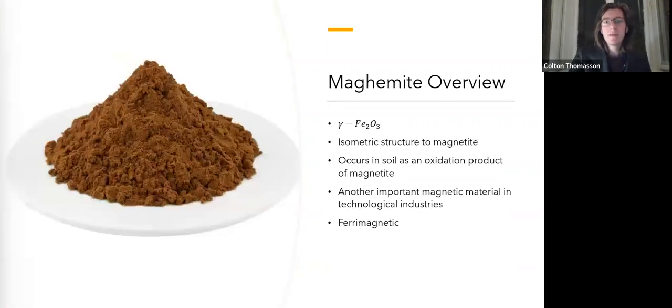Now for Megamite, it has an isometric structure to magnetite, and it occurs in soil as an oxidation product of magnetite. It's actually an intermediate phase between magnetite and hematite, so it doesn't have a hyperfine field or Curie temperature, but even still, it's another important magnetic material in technological industries, and it's very magnetic.